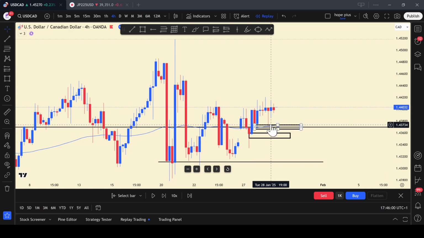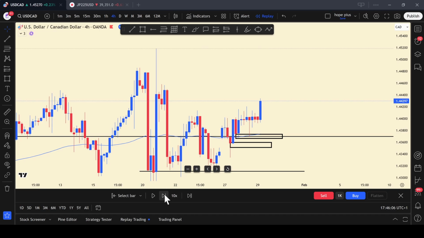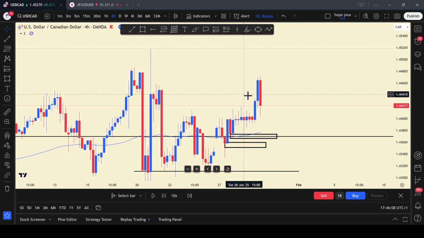As you can see, price only tapped into this, did not come down here. And then it went up. Now, that leads us to the 5th step. Because as a trader, you need to maximize that opportunity that you've seen. Why? Because you may not see that opportunity again.